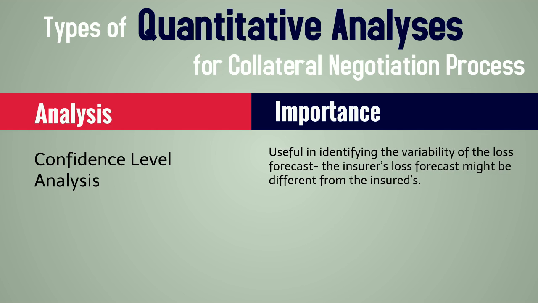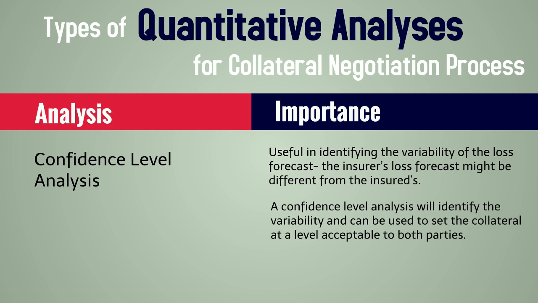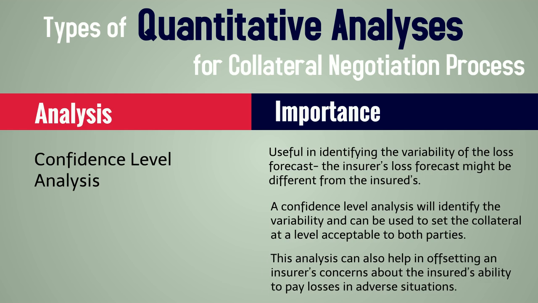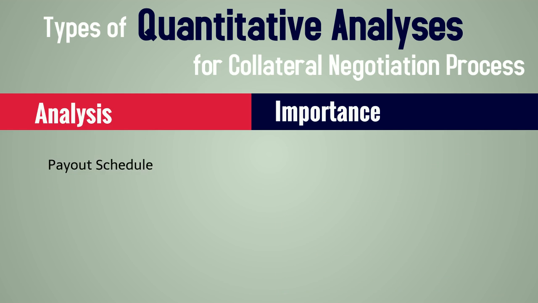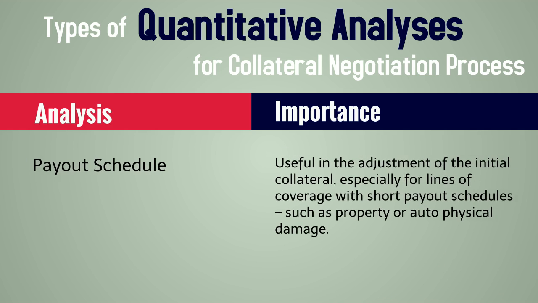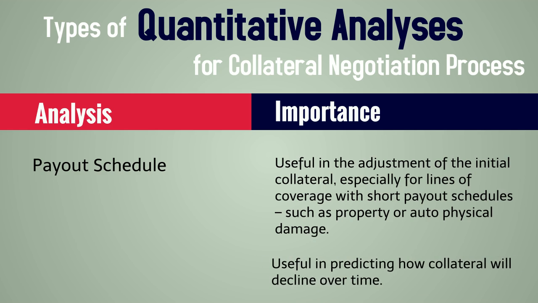The insurer's loss forecast might be different from the insured's. A confidence level analysis will identify the variability and can be used to set the collateral at a level acceptable to both parties. This analysis can also help in offsetting an insurer's concerns about the insured's ability to pay losses in adverse situations. The payout schedule is useful in the adjustment of the initial collateral, especially for lines of coverage with short payout schedules, such as property or auto physical damage. It's also useful in predicting how collateral will decline over time.